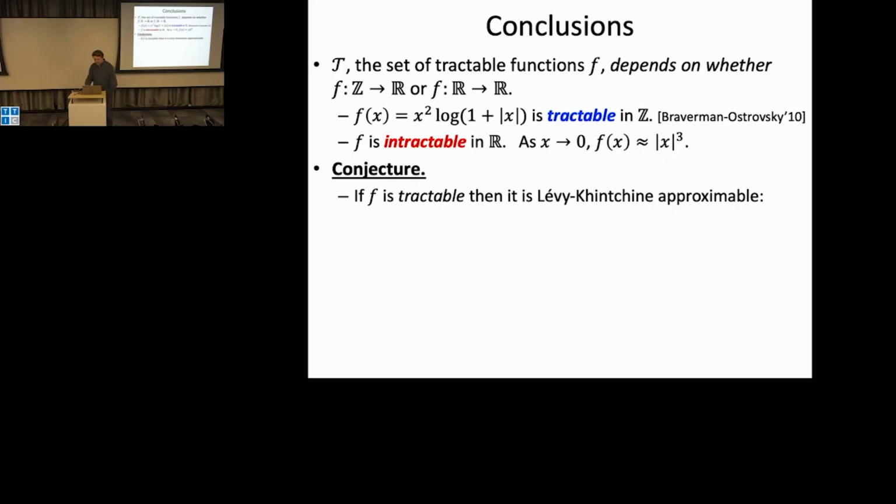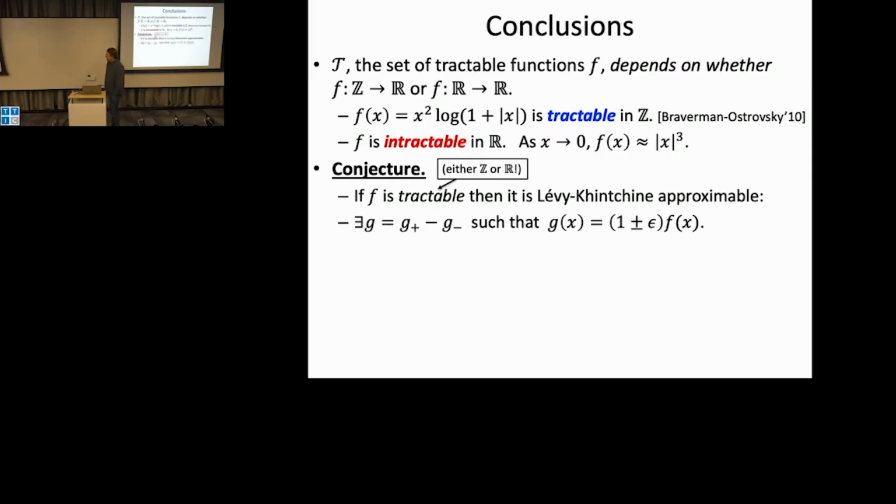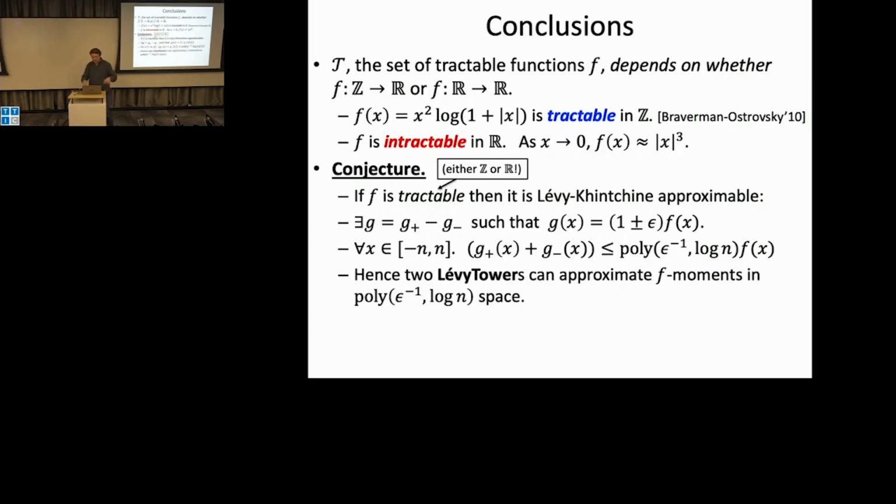So, here's our conjecture. If f is tractable, and by this I mean pick either definition you want, I think it's true for both, then the LP approach that I sketched out should work for any function. You should always be able to find a good approximation such that the ratio of g plus and g minus is polynomial in 1 over epsilon and log n times the actual function. And if this is true, then this is the final answer to the tractability question.